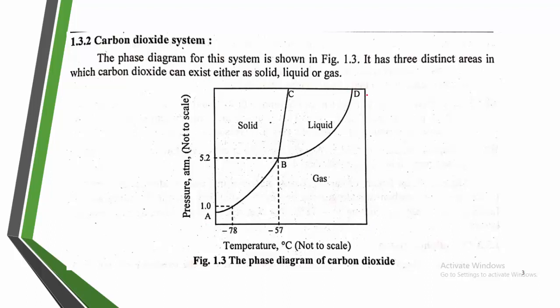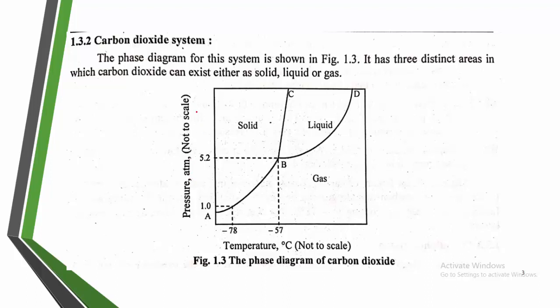But one thing we have to remember is that on the x-axis temperature is noted down. On the x-axis, temperature is taken in degrees Celsius. On the y-axis, pressure is taken in atmospheres. Try to understand that pressure is taken in atmospheric pressure.